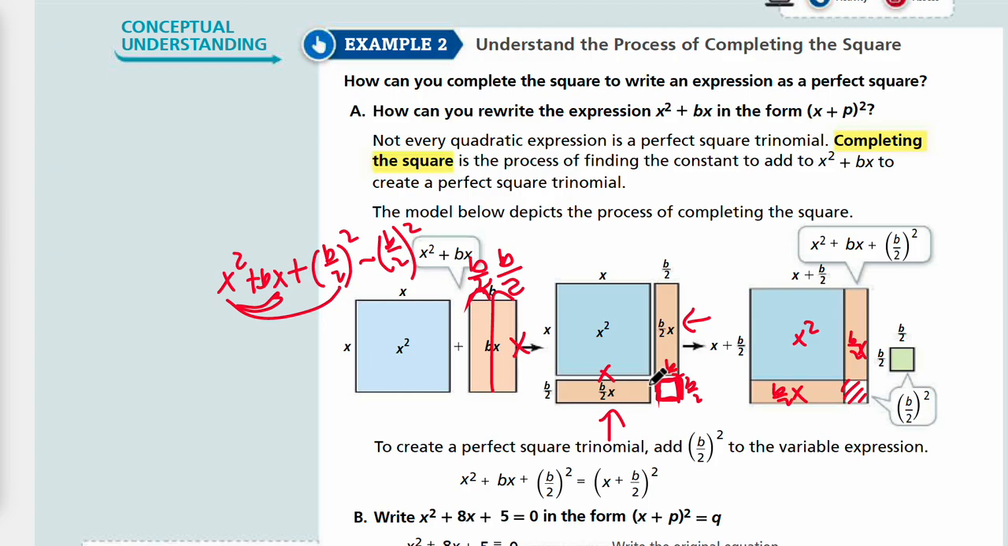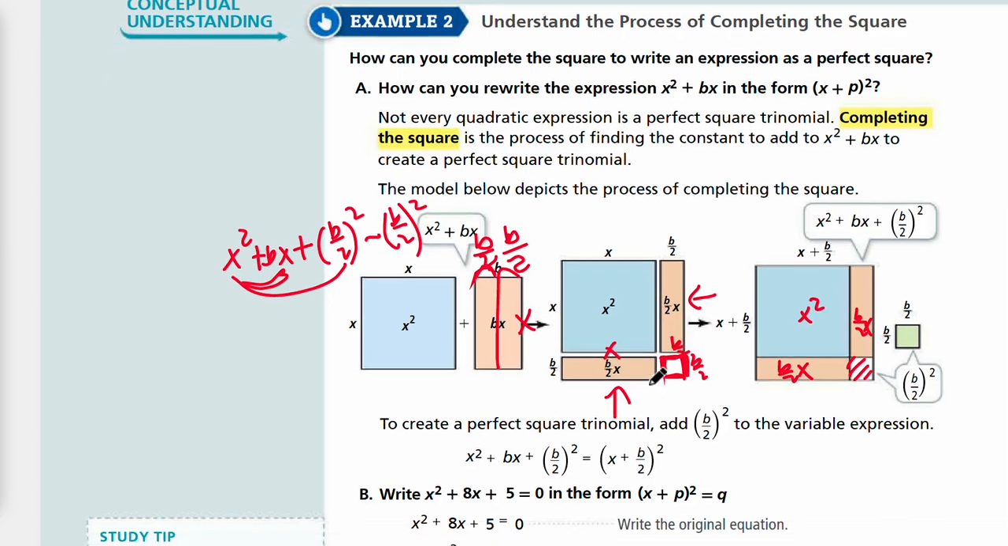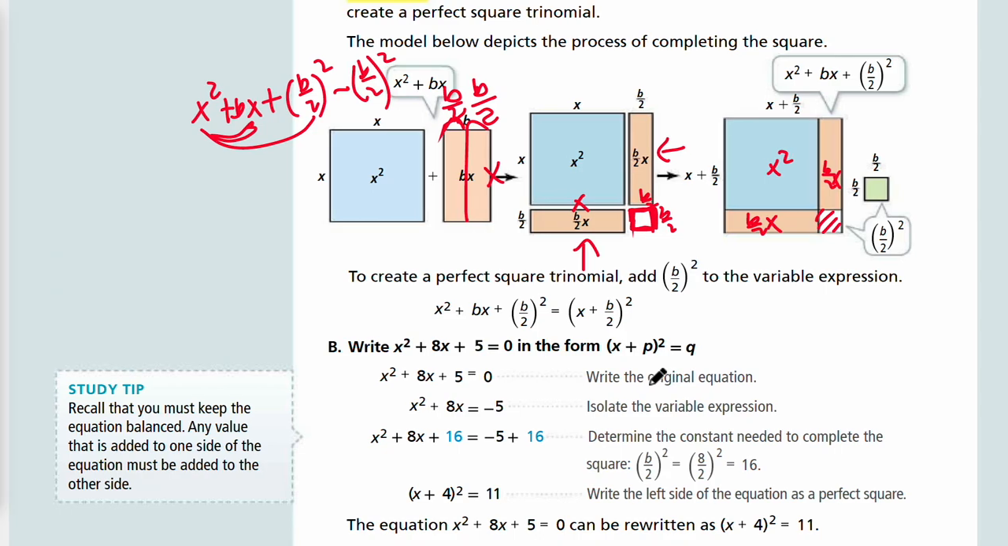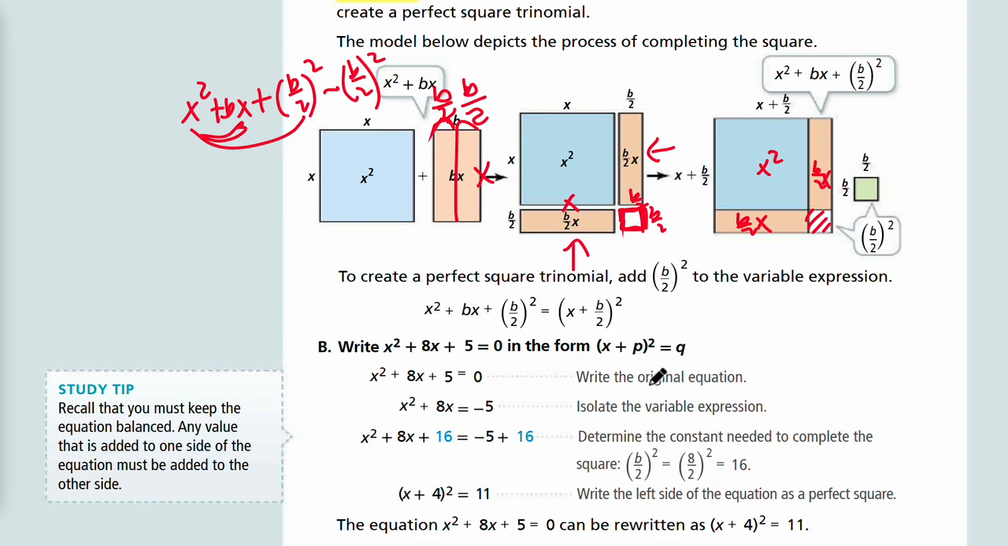We can model it using the area model. Part B, write x squared plus 8x plus 5 equals 0 in the form x plus p, all of that squared, equals q. What does that mean? We want to factor this out to a perfect square trinomial, make it a perfect square trinomial if it isn't, and then factor it out to a perfect square. And then that may not equal 0 if we make it a perfect square trinomial, right? So we'll have a constant q.